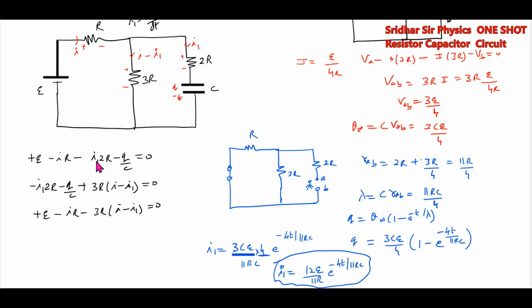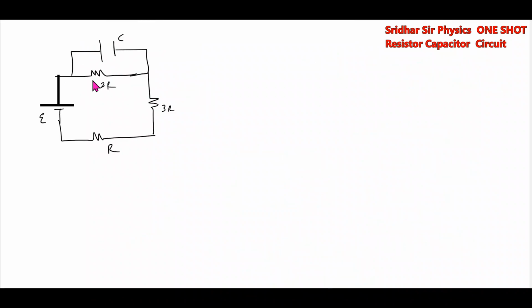Once you know I1, substitute I1 here and we'll get I. Then we'll get the current in all other branches. Multiple loops will come. Either you can use this calculus method or use this particular method. I have a circuit like this, and we have to calculate the charge across the capacitor at any time t.